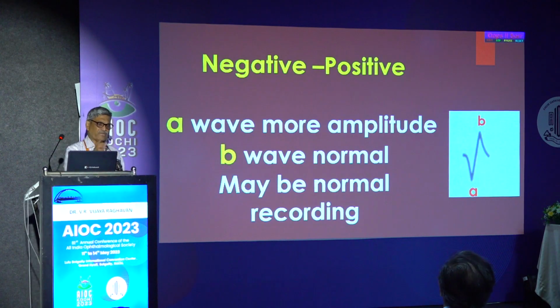It's called negative positive, but it's a normal affair. In many individuals, you can have a picture like this. The A wave amplitude may be increased and the B wave may be normal. Don't take it seriously. It's something normal only. It's a normal affair.